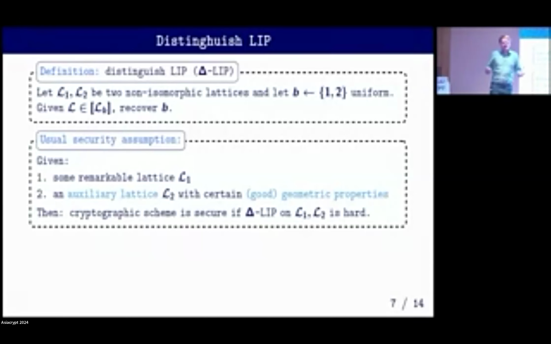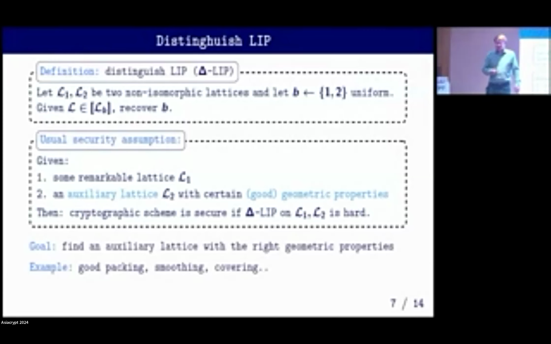But this gives us the following security assumption, that the scheme is hard if and only if this distinguishing problem between these two lattices is hard to solve. So you could say, as a goal, we would need to find such an auxiliary lattice with these right geometric properties to instantiate these schemes. And one example of this is one that has a good packing or smoothing or covering. For this talk, you can just assume we want to find an auxiliary lattice with a good packing density.